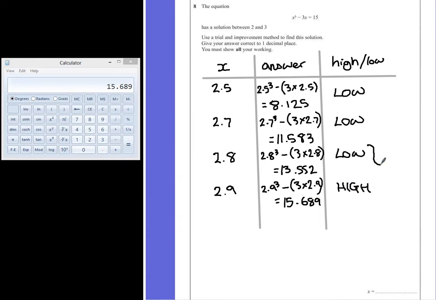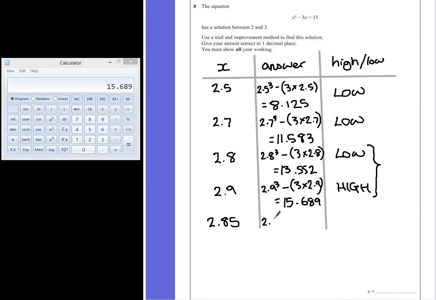The actual answer is going to lie somewhere between those two values. To find out which one is closer, we could look at the difference between our value and 15 and see that 2.9 is actually closer, or we could look at the number which is halfway between these two values, which is 2.85. I'm going to show you that method to see if 2.9 is actually the closest one.